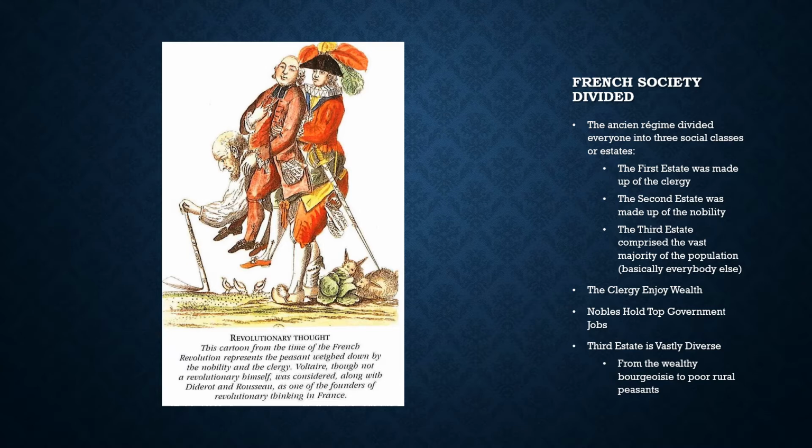The Third Estate was the most diverse social class. At the top sat the bourgeoisie, or middle class. The bourgeoisie included prosperous bankers, merchants, and manufacturers, as well as lawyers, doctors, journalists, and professionals and professors, I should say. The bulk of the Third Estate, however, consisted of rural peasants. Some were prosperous landowners who hired laborers to work for them. Others were tenant farmers or day laborers.